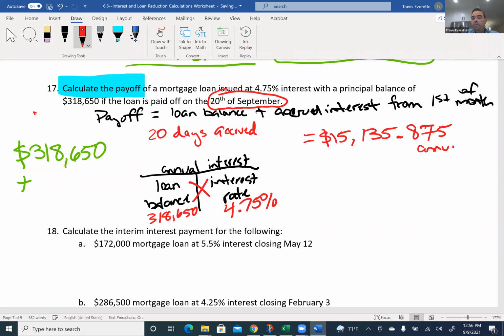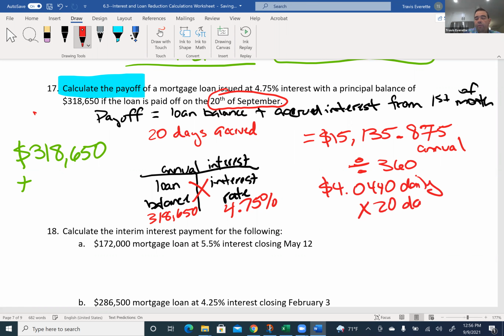Annually. Well, since I know I need 20 days, I need to divide this and break it down to daily. And so that's going to be divided by 360. When I divide by 360, that equals 4204 or so daily, times 20 days. That's going to give me accrued interest of $840 and about 88 cents, 8819.